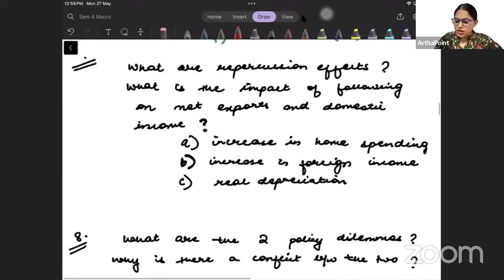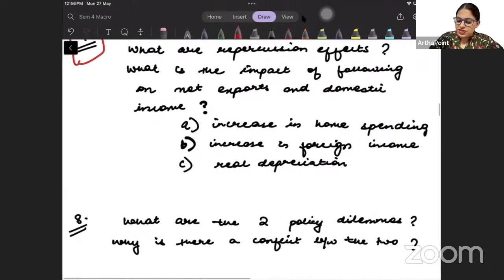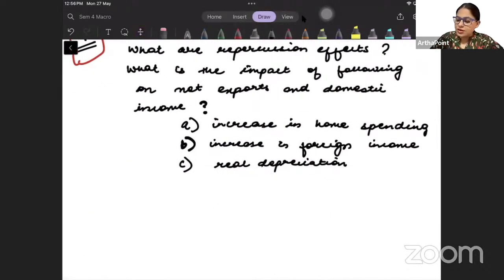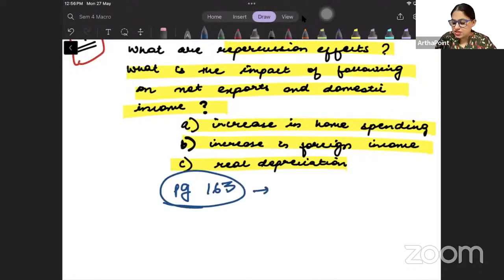Okay, beta. Come to the next question, question number 7 now. So question 7 is saying, what are repercussion effects? What is the impact of following on net export and domestic income: increase in home spending, increase in foreign income, and real depreciation? So the answer of this is on page number 163, beta. On page 163, there is a paragraph. This paragraph talks about the repercussion effect.